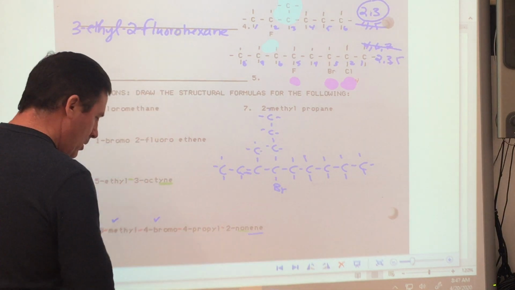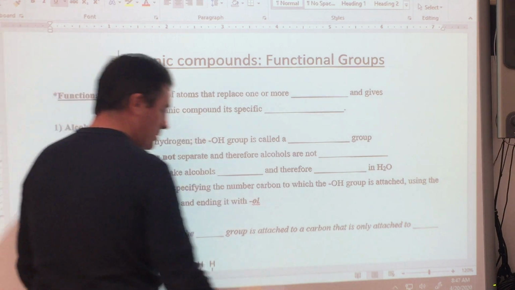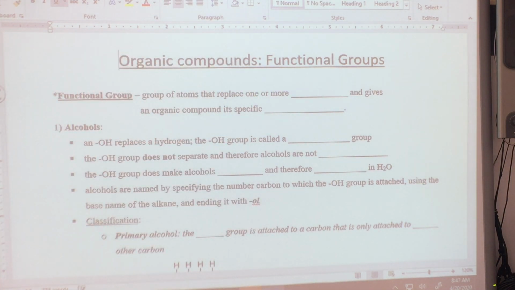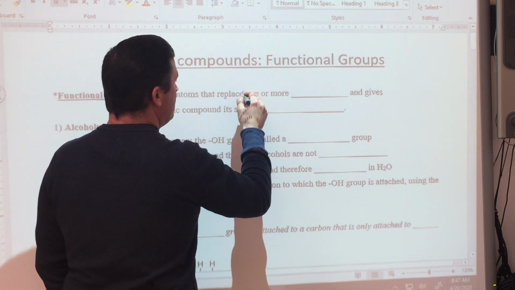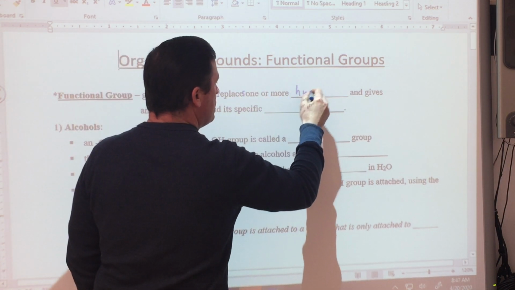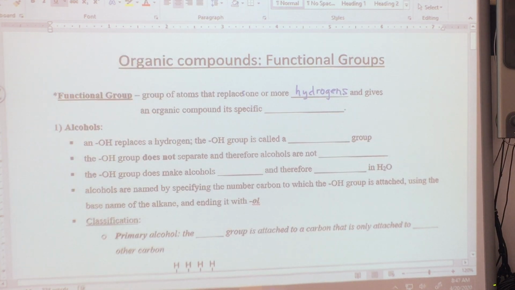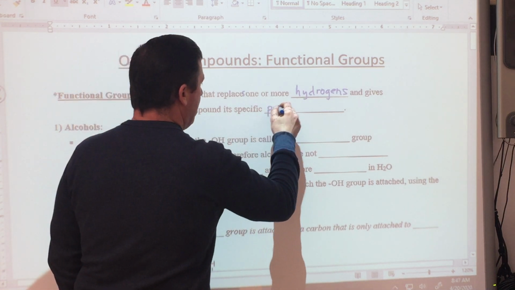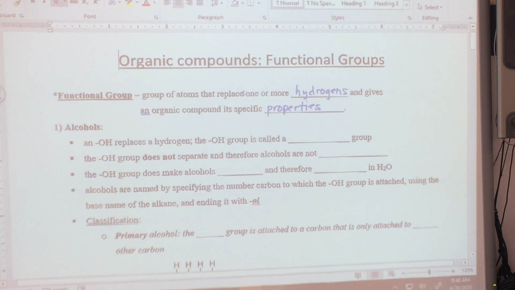All right, okay, let's get to this. We'll only look at alcohols today, and then we'll pick up on it tomorrow. Okay, so a functional group is a group of atoms that replaces one or more hydrogens. The group replaces, and because of that, it gives its specific properties. All of these functional groups are going to give different properties to the carbon chain to which they are attached.